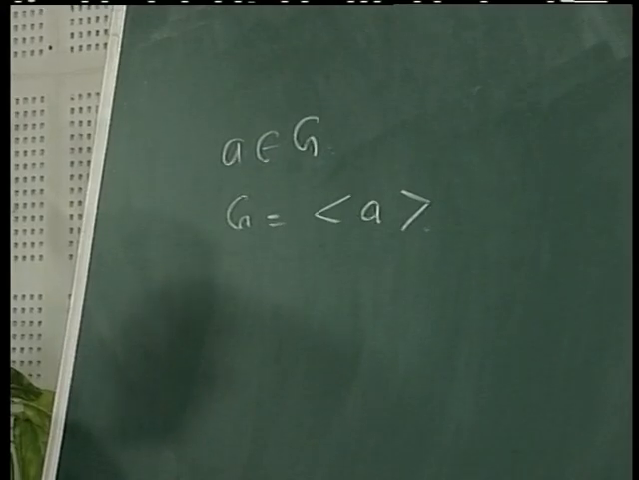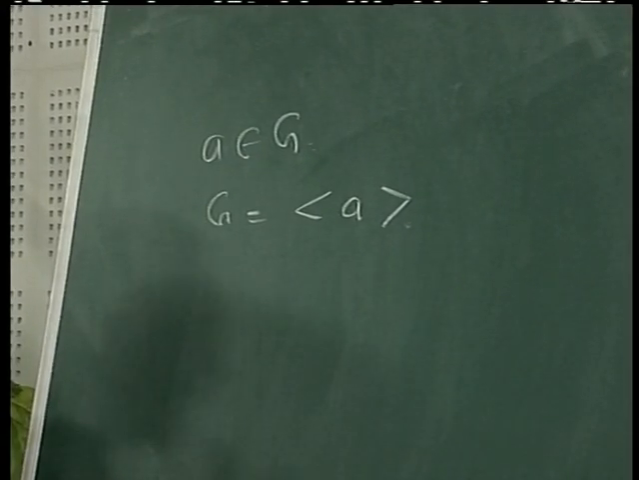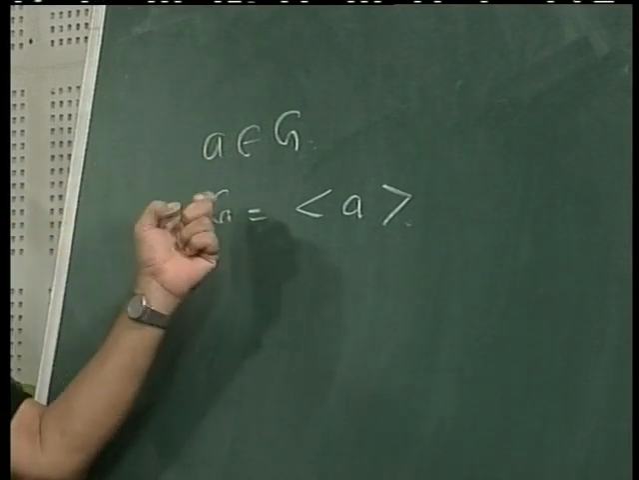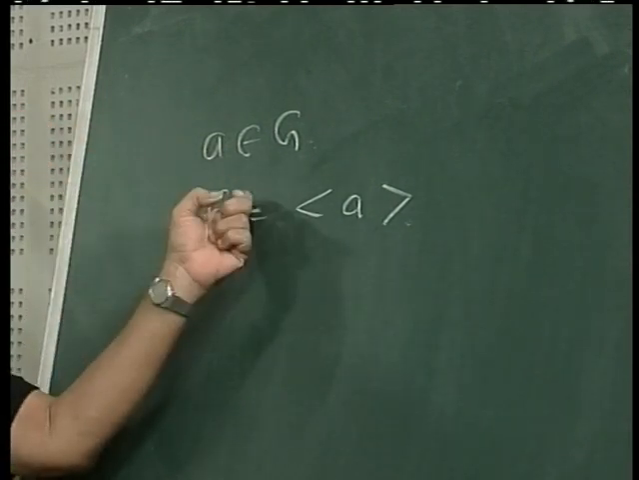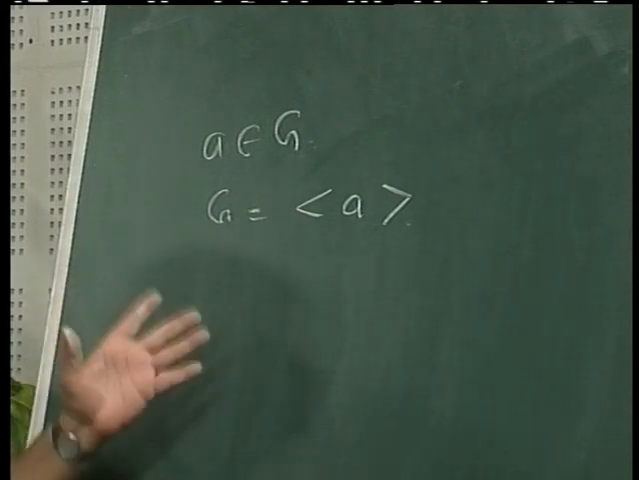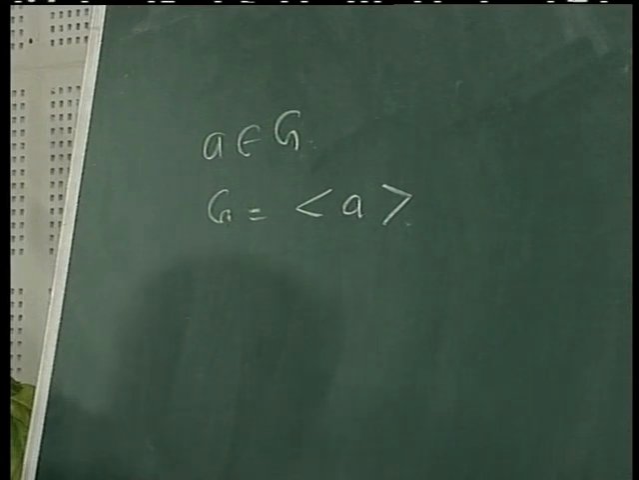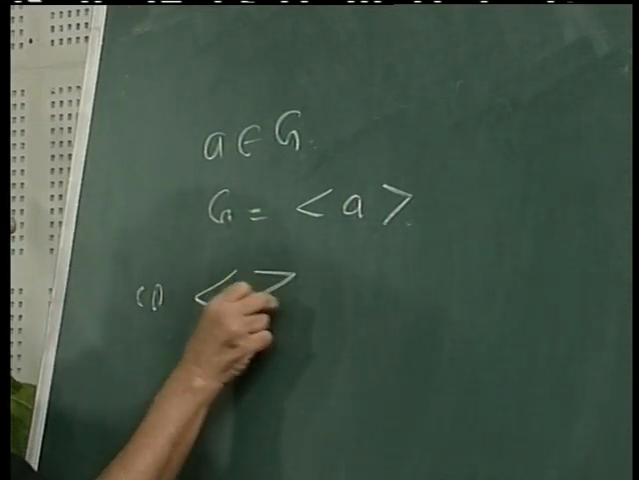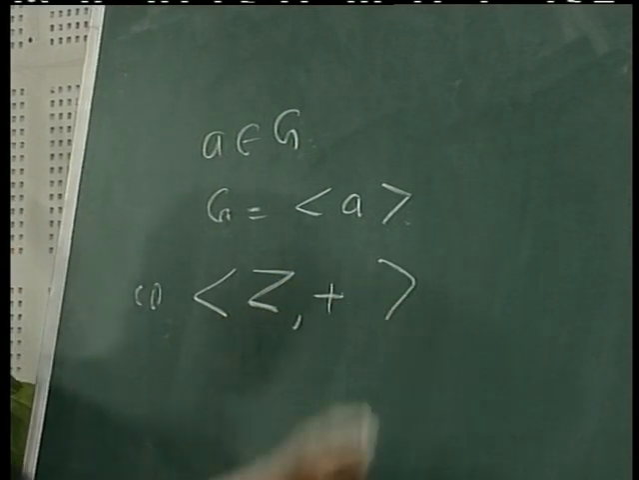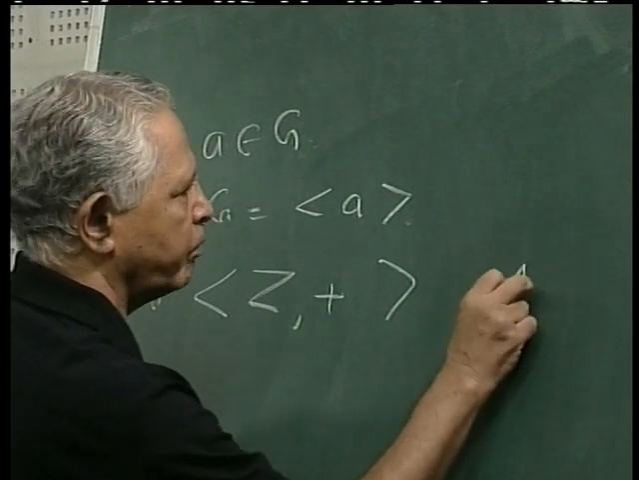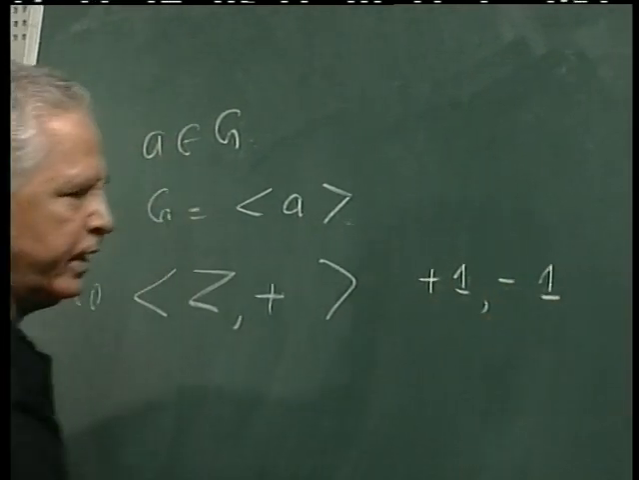We know that prime numbers are fundamental in the study of integers. In a similar way, we can say that cyclic groups are fundamental in the study of finite groups. Now let us take some examples. The first example is our familiar example, the set of integers under addition. Here we can see that there are two generators, plus 1 and minus 1.